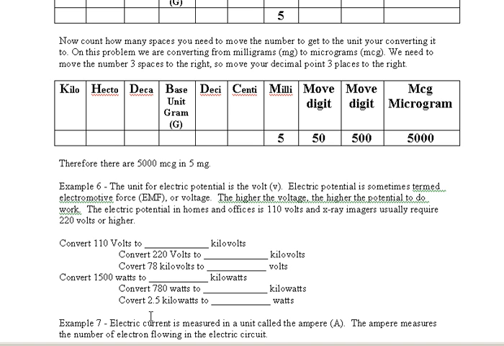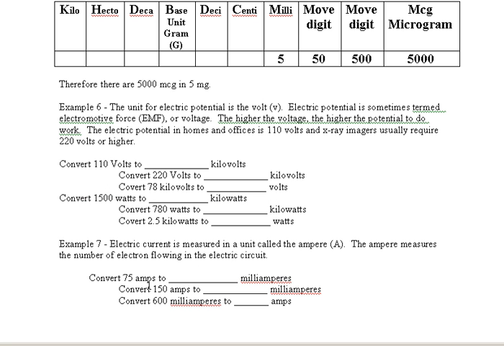So again, here's one. Convert 780 watts to how many kilowatts? Well, here's 780 watts, the base units. Now we've got to go 3 places to the left, so you would have to move the decimal point 3 places to the left, giving you 0.78 kilowatts. And if you had 2.5 kilowatts right here, we need to convert that to watts, so we need to move it 3 places to the right. Move the decimal point 3 places to the right, and we get 2,500 kilowatts. Or sorry, 2,500 watts.